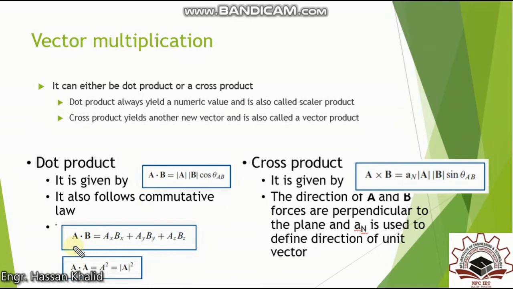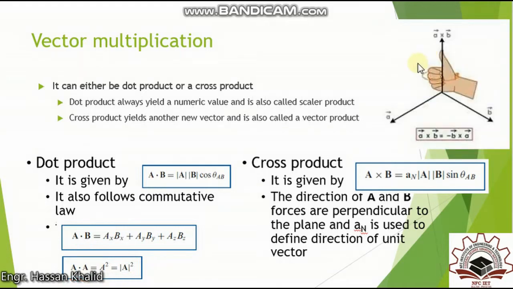More specifically, we can also express the dot product A dot B in its components, given by AX BX plus AY BY plus AZ BZ. We can also take the dot product of the same vector, and it will be equal to the square of the magnitude.